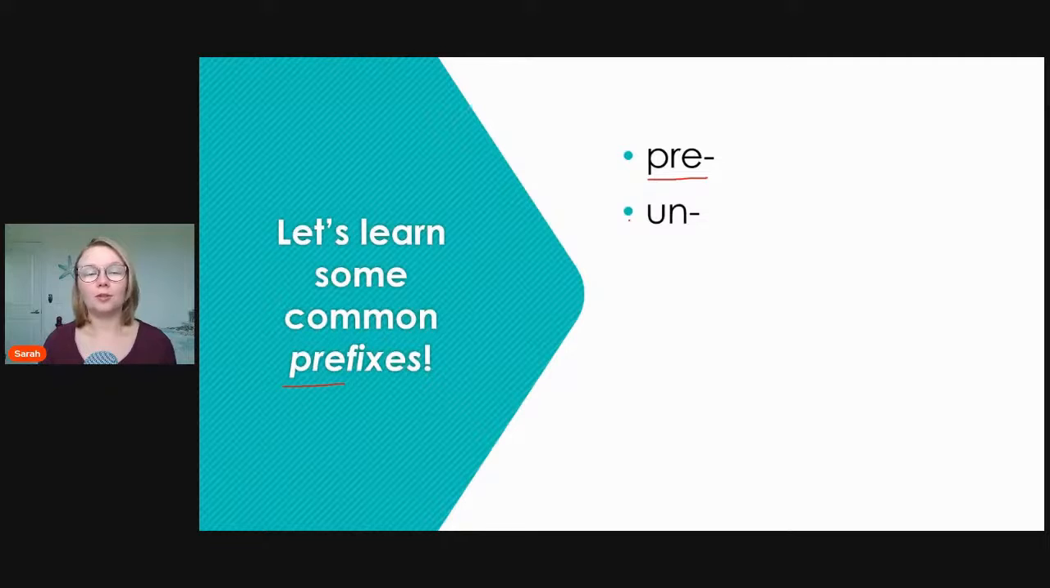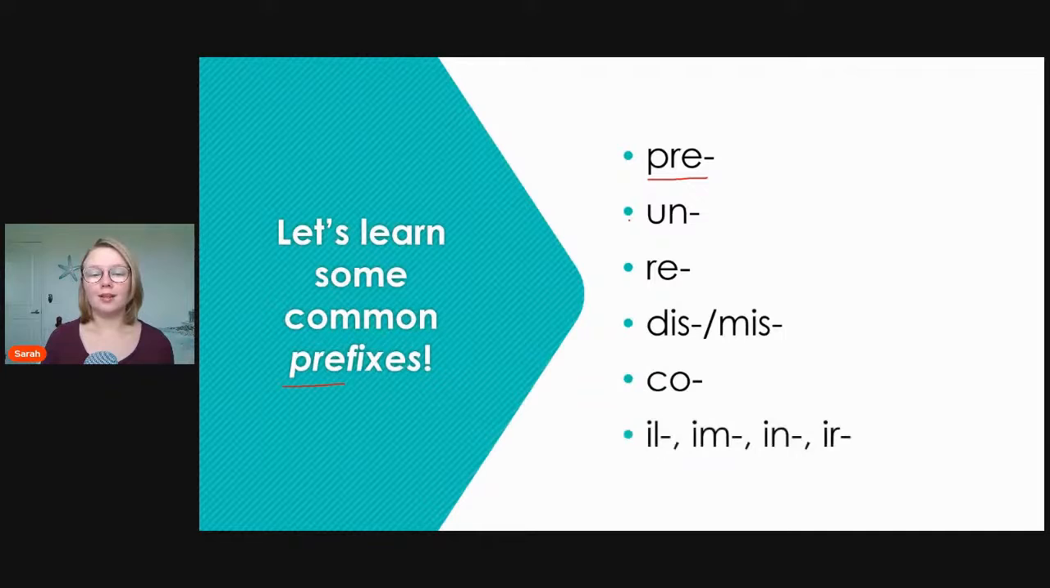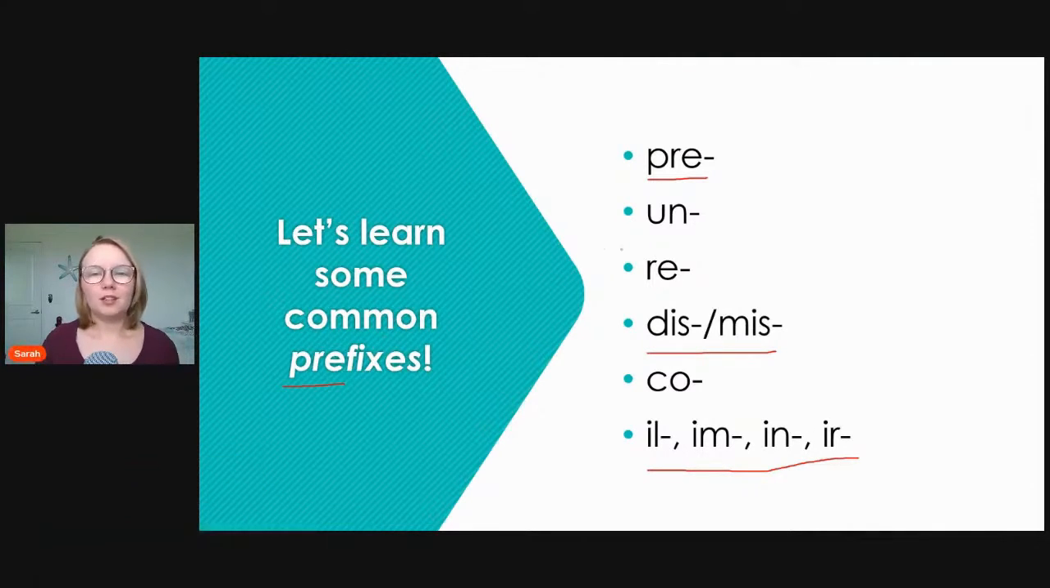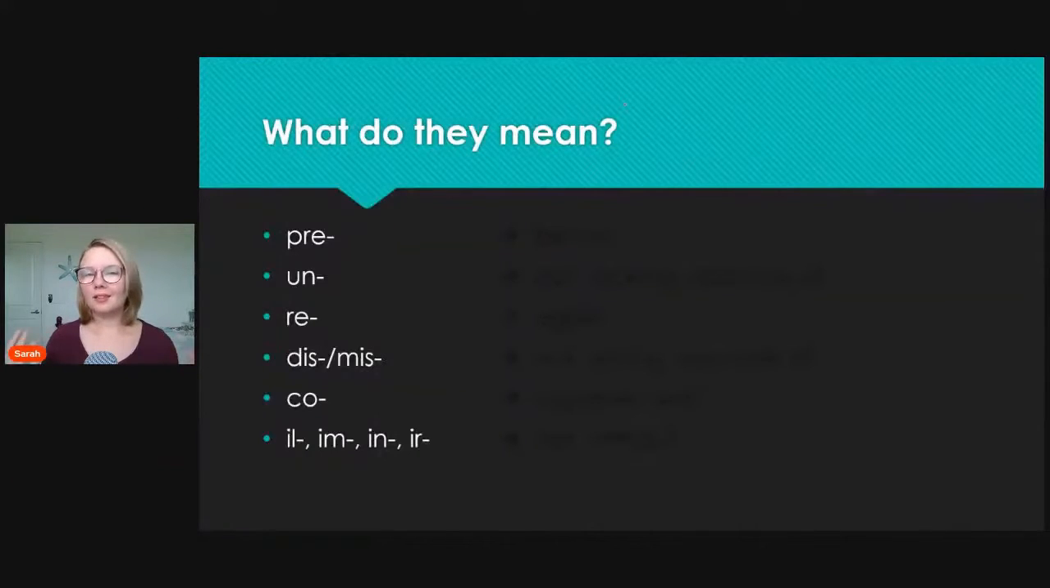Next, we will talk about the prefix un, then re, dis or miss, co, and il, im, in, and ir. If they're together, it means they have the same meaning. So we talked about what pre means, but let's take a look at what each of these prefixes mean.